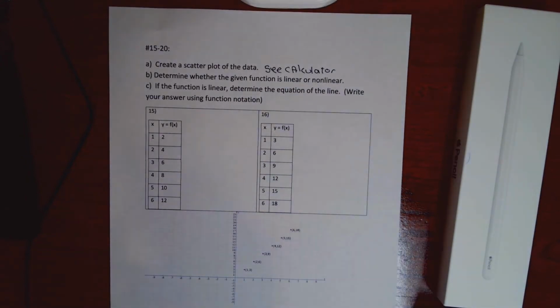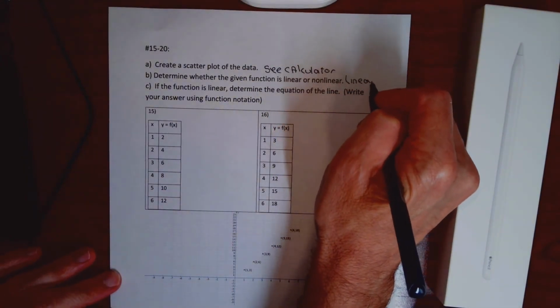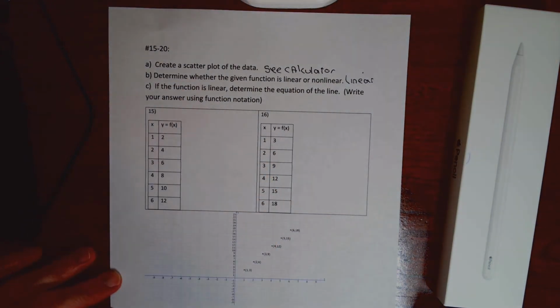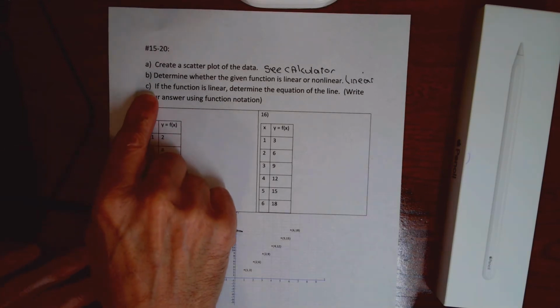So is the data linear or nonlinear? Yes, this data is linear. Then it says if the function is linear, determine the equation of the line that fits. Because all the points are on the line, it doesn't matter which points I'm going to use in part C to find the equation of my line.